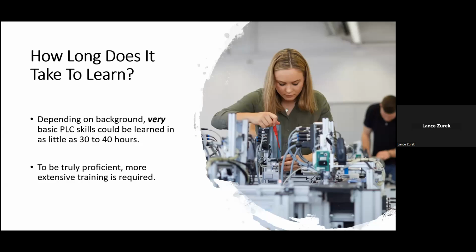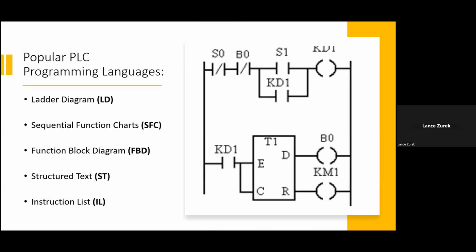Depending on a student's background and experience, very basic PLC programming skills can be learned in as little as 30 to 40 hours of training. But of course, to be truly proficient in all five of the most widely used PLC programming languages listed here, as well as really learning how to efficiently troubleshoot and address errors and equipment breakdowns, more training would be required.